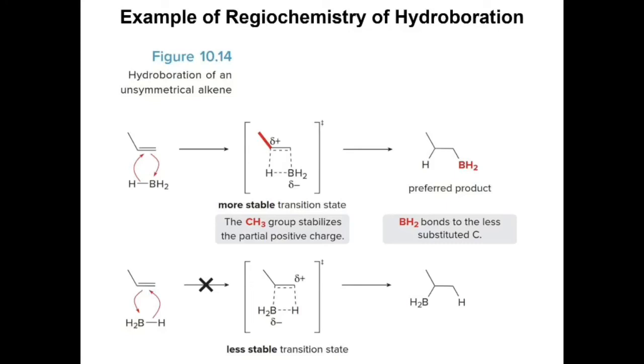So here's a schematic diagram showing you the hydroboration of an unsymmetrical alkene. So here you can see the transition state, which is four-centered, involving 4 atoms. And you can see here that the carbon atom bearing a partial positive charge is the more substituted carbon atom. And then the boron, which bears the partial negative charge, is bonded to the less substituted carbon atom. And so what we get here is an alkylborane in which the boron is bonded to the less substituted carbon.